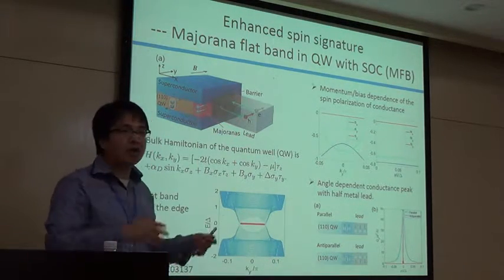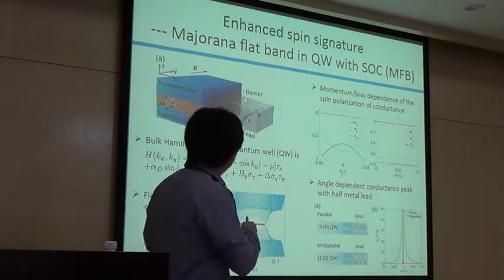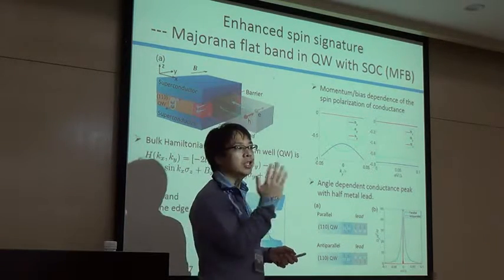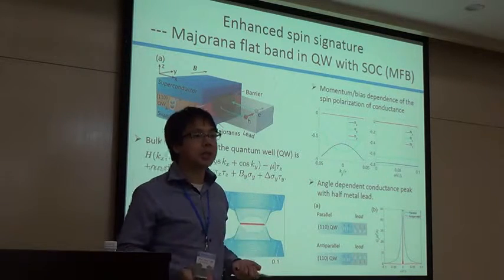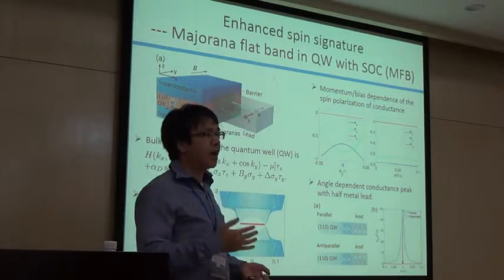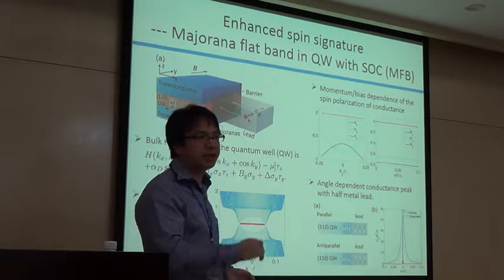And with all this large number of Majorana fermions, if you put a lead next to it, you can also induce a spin polarized current. But because now you have a very large number of Majorana fermions, the spin current you can obtain is actually huge.